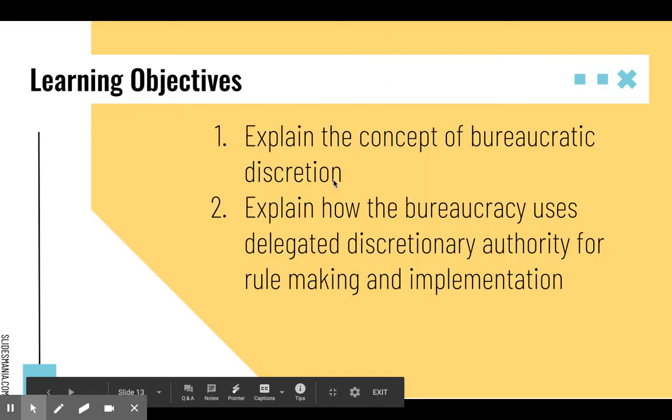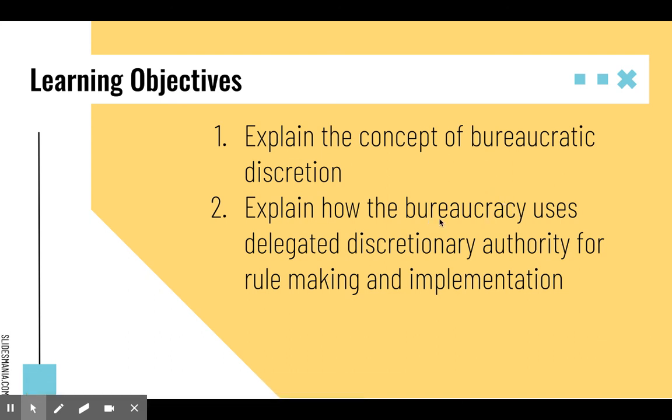Okay. So we talked about bureaucratic discretion and how the bureaucracy uses delegated discretionary authority for rulemaking and implementation.